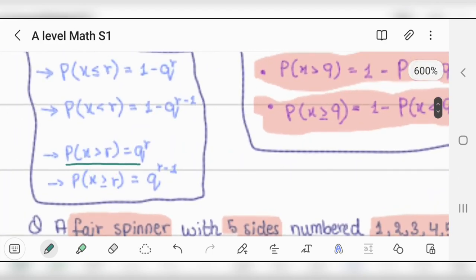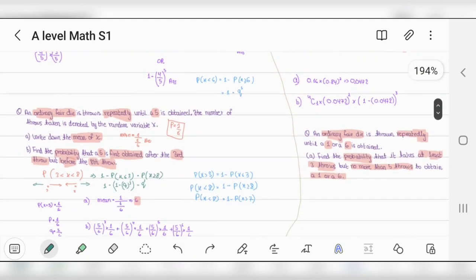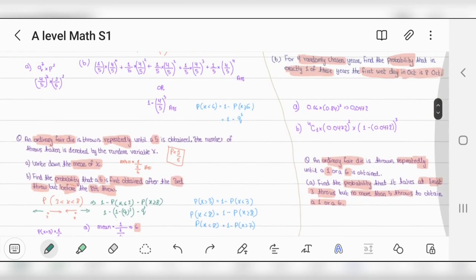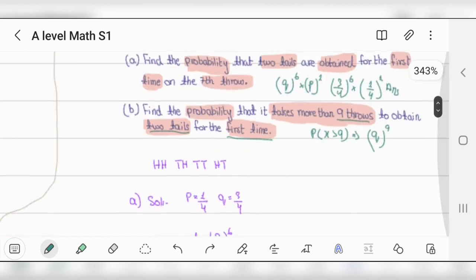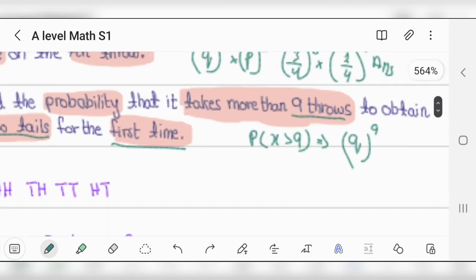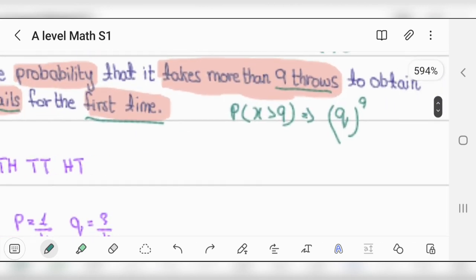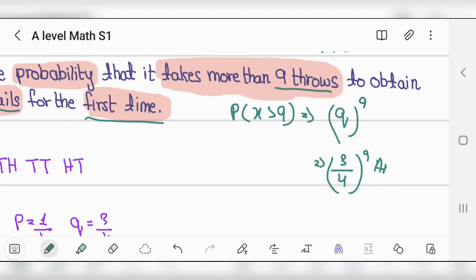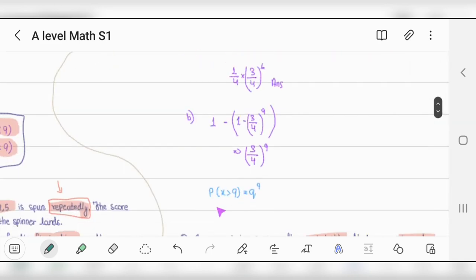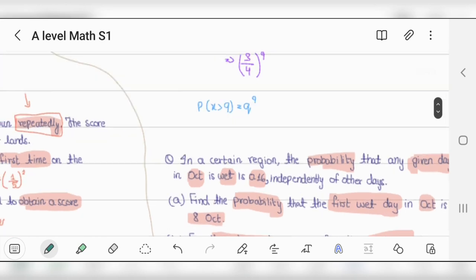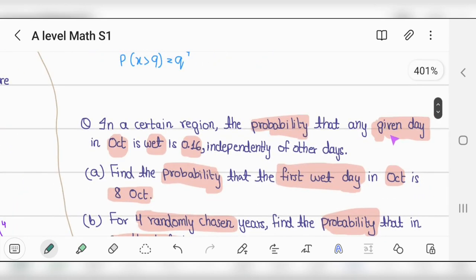According to this formula which I've just showed you. Here you go. Okay, so seeing the formula, I can really show you what is the answer. So this is the answer. Okay, and putting q in, it's going to be 3 upon 4 to the power 9. So this is the answer. There you go.